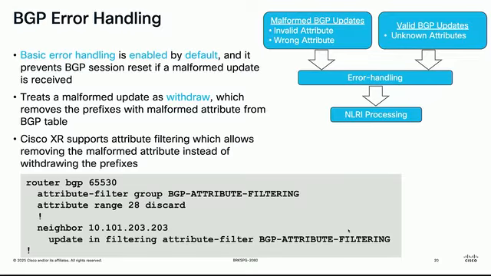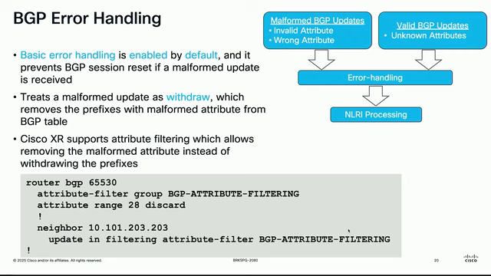BGP error handling, very important, another critical feature. What happens when a router receives a BGP update with malformed attributes or unknown attributes? IOS XR has basic error handling enabled by default. What it means is, if an IOS XR router receives an update with a malformed attribute, it's going to withdraw that prefix. You also have attribute filtering capability available. Attribute filtering capability comes in handy when you want to take your own action on certain attribute values.